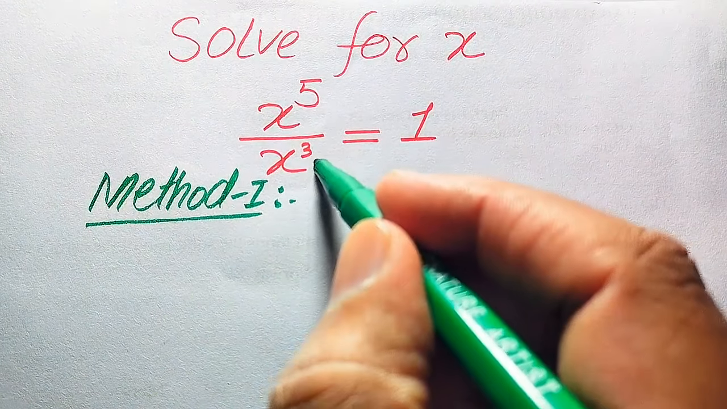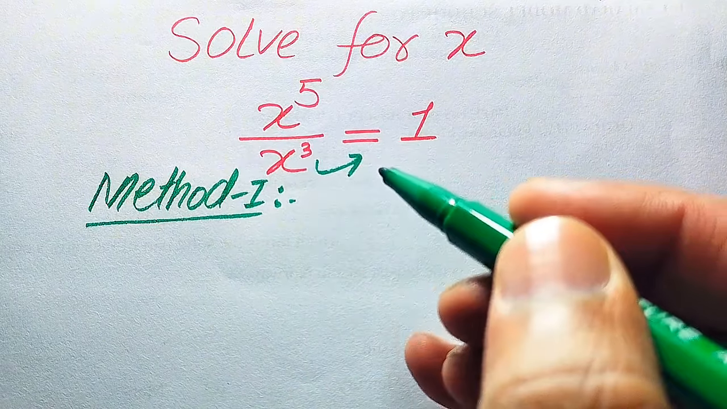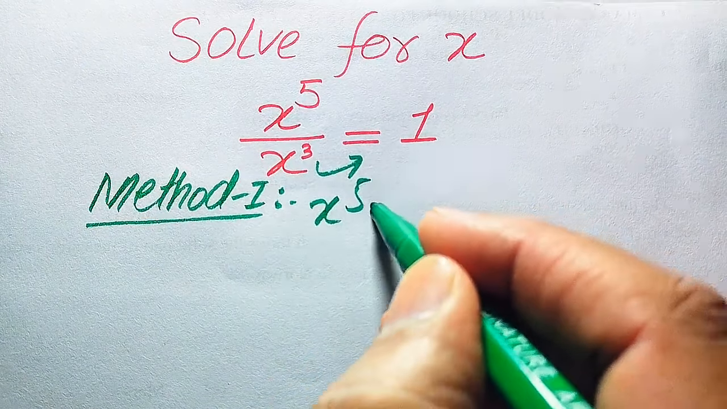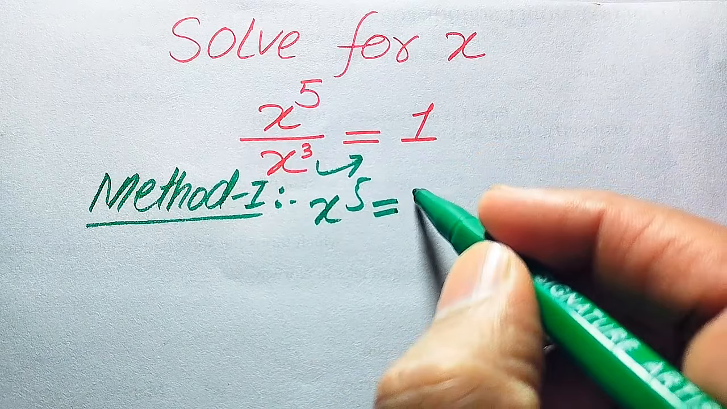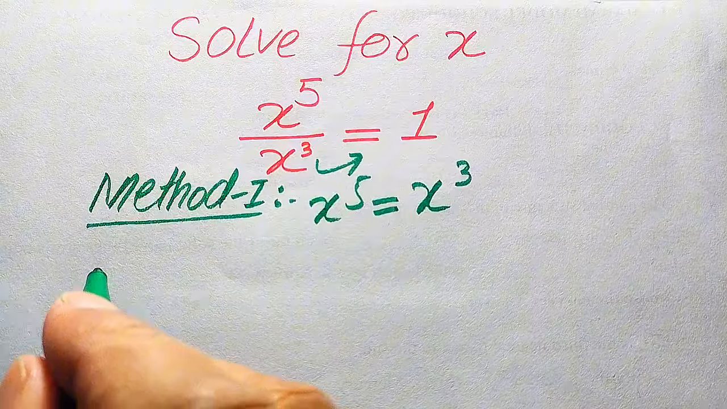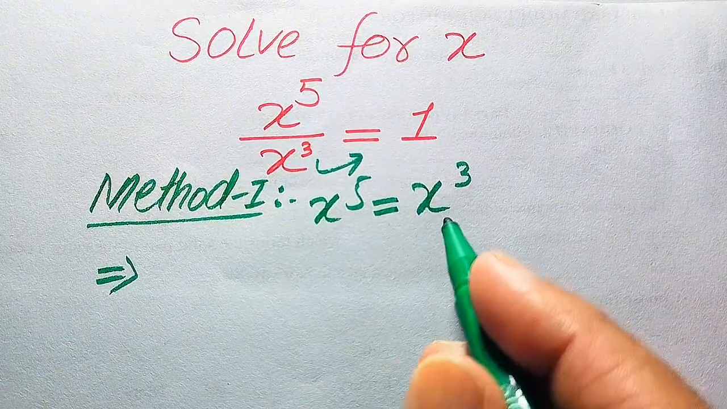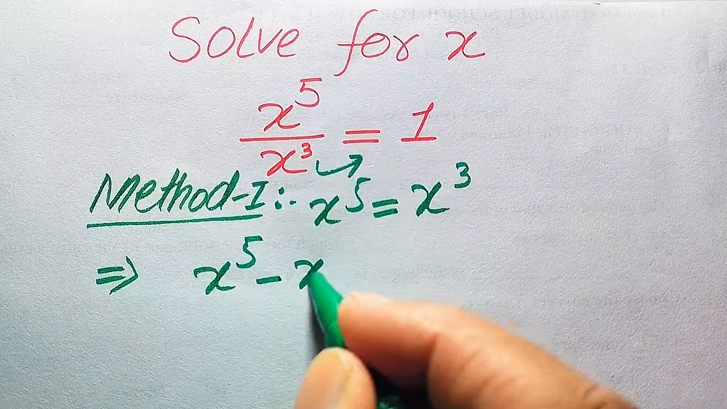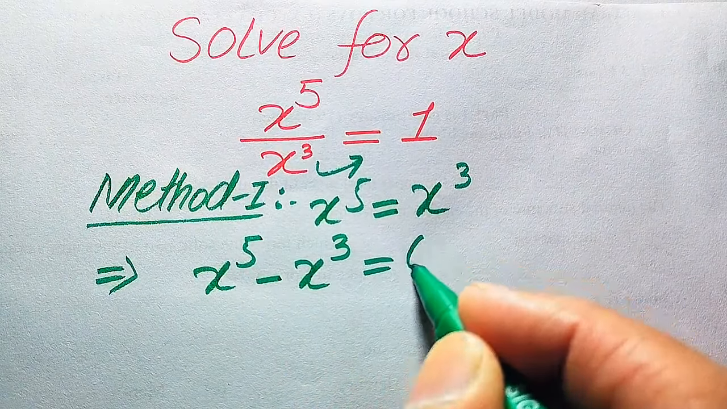Now in the first method, we need to move this x cubed to the right hand side. It is divided by here. When we move it to the right hand side, it is multiplied by 1, and it becomes x cubed only. Further, in the next step, we need to move this x cubed from the right hand side to the left hand side, and it becomes x to the power of 5 minus x cubed equals 0.